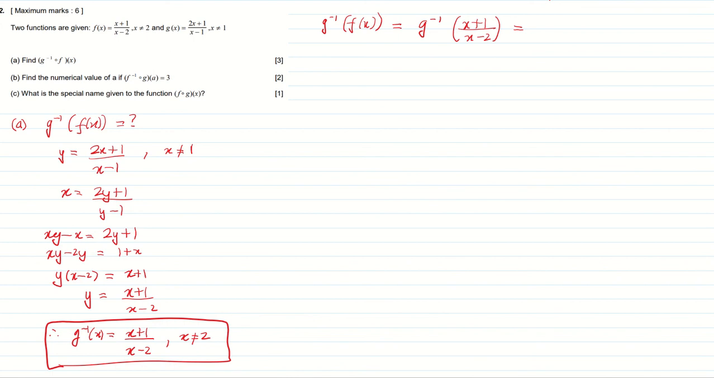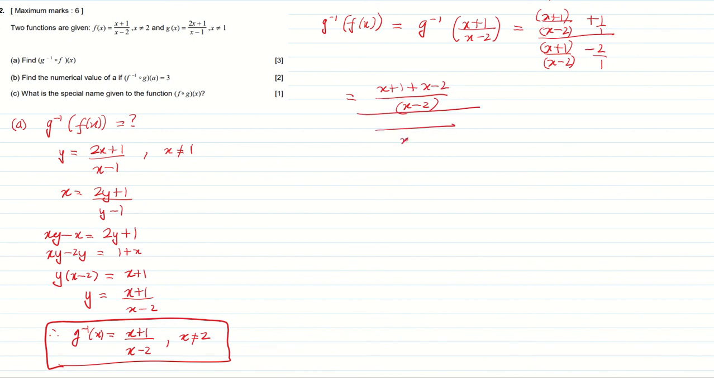So if I put this in the G inverse, you'll get x plus 1 over x minus 2 plus 1, over x plus 1 upon x minus 2 minus 2. You can put the brackets, you can take the LCM. My LCM would be x minus 2. In the numerator, this will be x plus 1 plus x minus 2, divided by x minus 2 is the LCM. x plus 1 minus 2x plus 4, this cancels off, so you'll be left with 2x minus 1 upon 5 minus x.